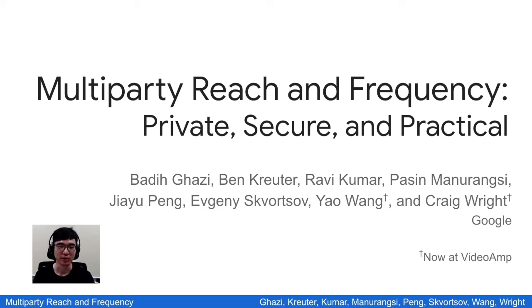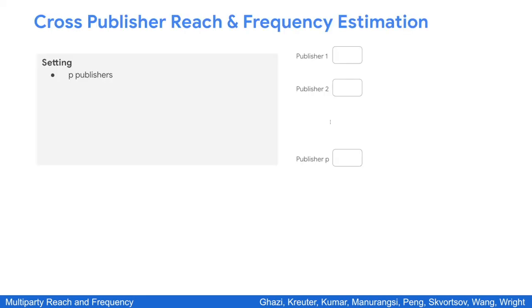Today I will be telling you about a private, secure, and practical algorithm for multi-party reach and frequency. This is joint work with Badih, Ben, Ravi, Jiayu, Evgeny, Yao, and Kreuter. Our work is motivated by applications in the ad domain where there are multiple publishers showing the same or similar ads. Each publisher i manages to reach a set Si of users.